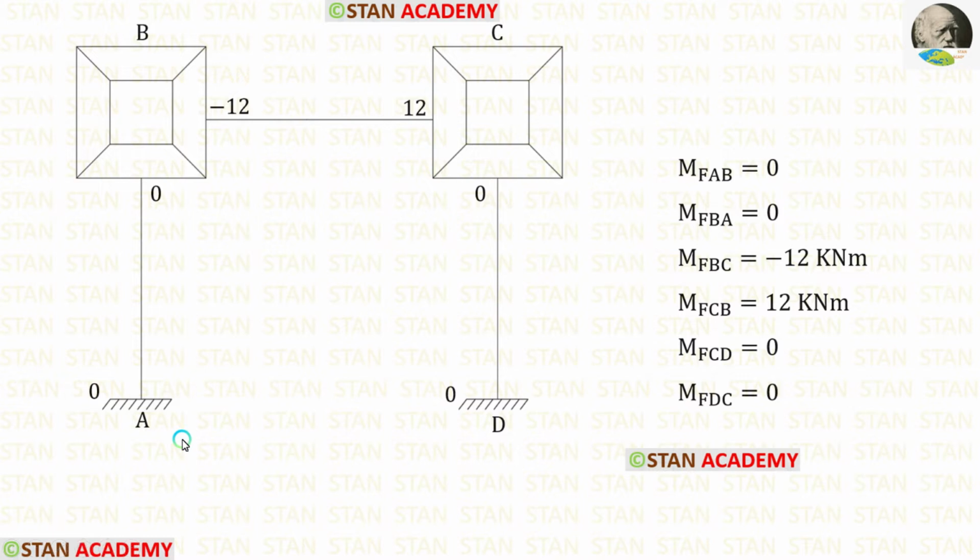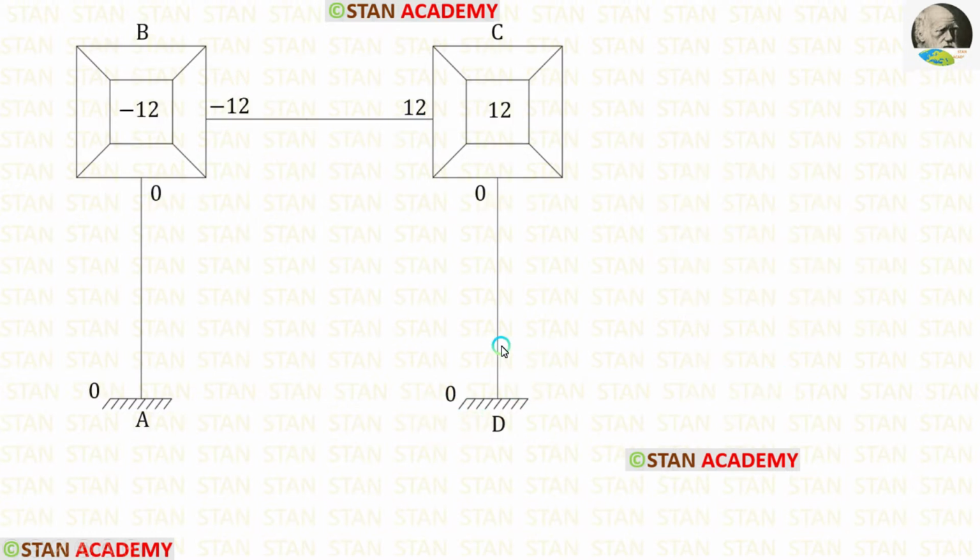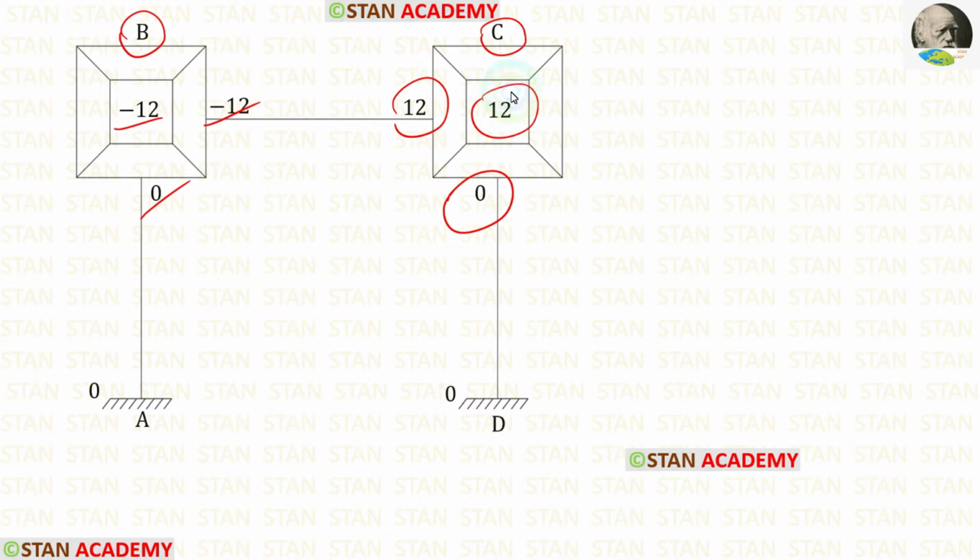Now let us enter the fixed end moments. M of AB here, M of BA here, M of BC here, M of CB here, M of CD here, and M of DC here. In the joints, we have to add the fixed end moments. In the joint B, when we add these two values, we will get minus 12. In the joint C, when we add these two values, we will get 12.